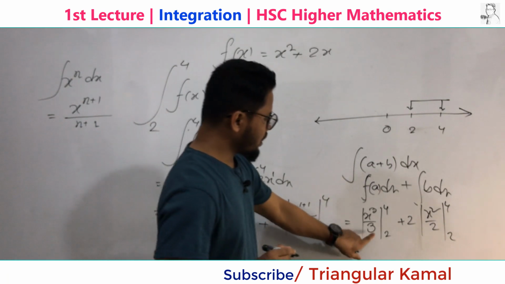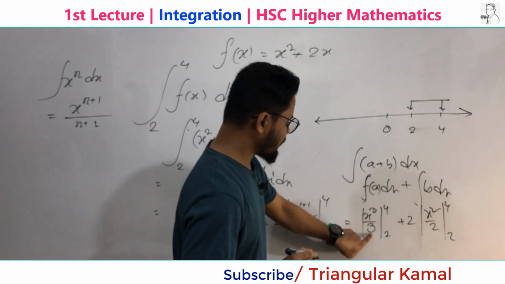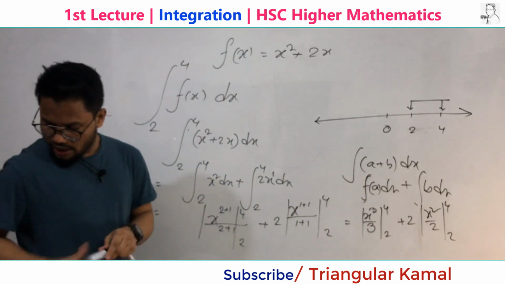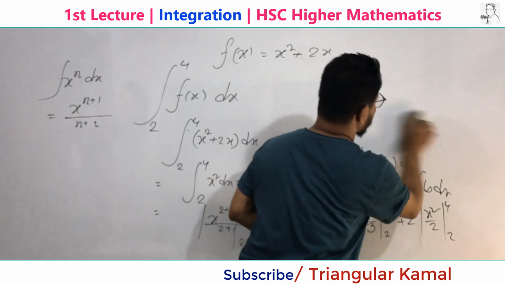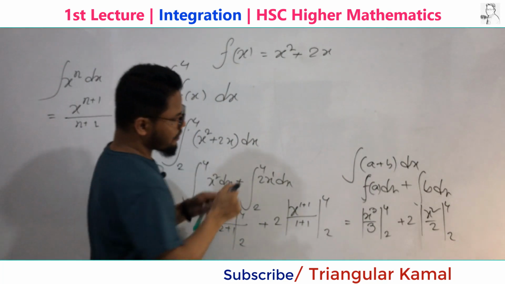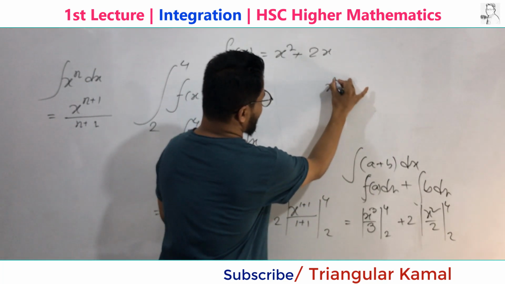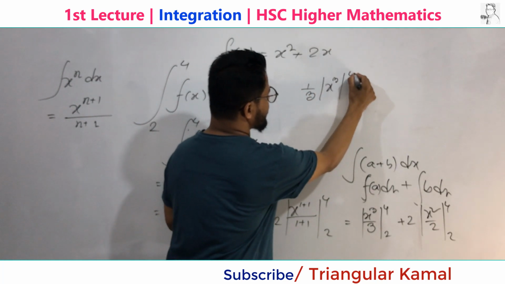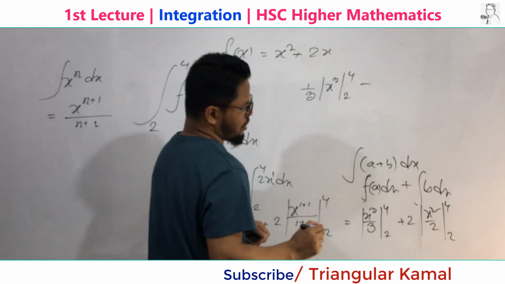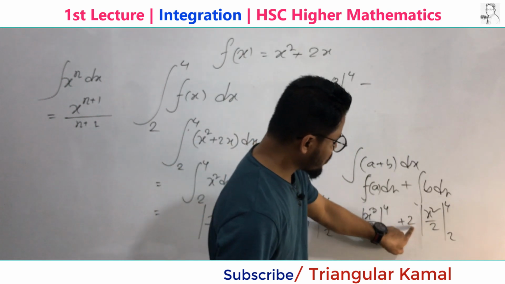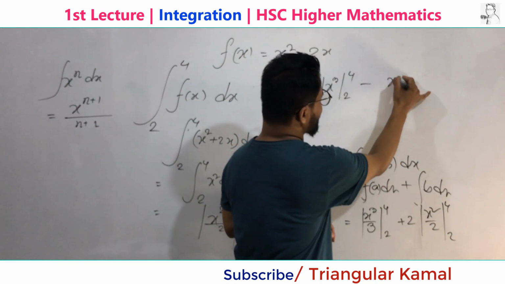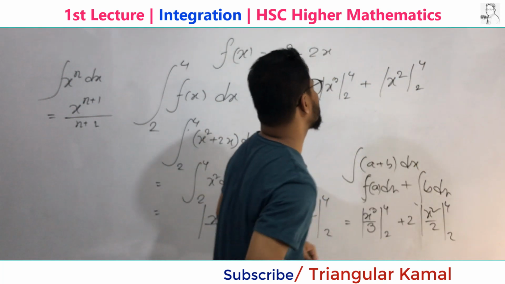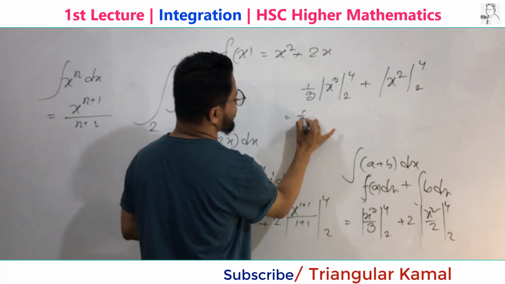Now you can take out the numerical part from the bracket. If you find the numerical part here, it will be x cube and 1/3, with the integration limit 4 and 2. Similarly, we can eliminate 2 and 2, and there will be only x square remaining with integration limit 4 and 2. Now this is the 1/3.